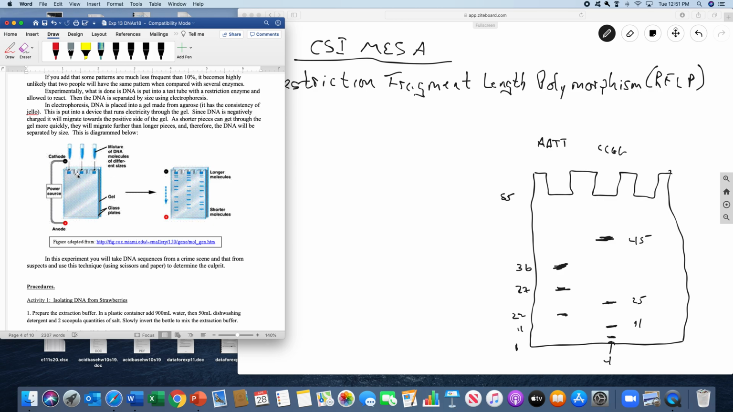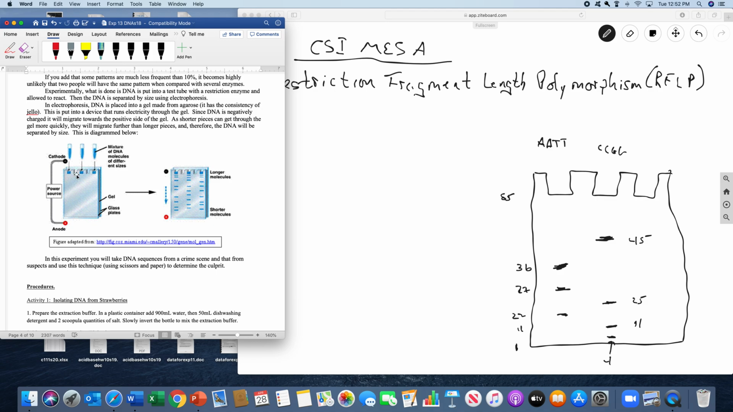Then, literally, you take something like Jello and put it between 2 metal plates, or you pour a slab and stick a comb in it, and you get a pattern that looks like this. You pull the comb out when it's set, and you've got these wells, little spots. You put the DNA in there and attach it to a power source. DNA is negatively charged, so it will move towards the positive charge. Smaller pieces will travel further.